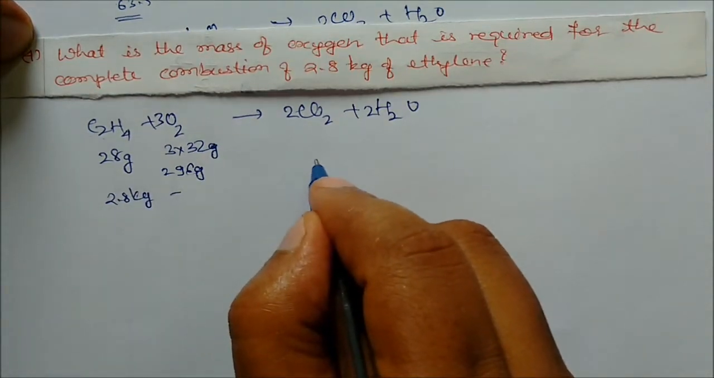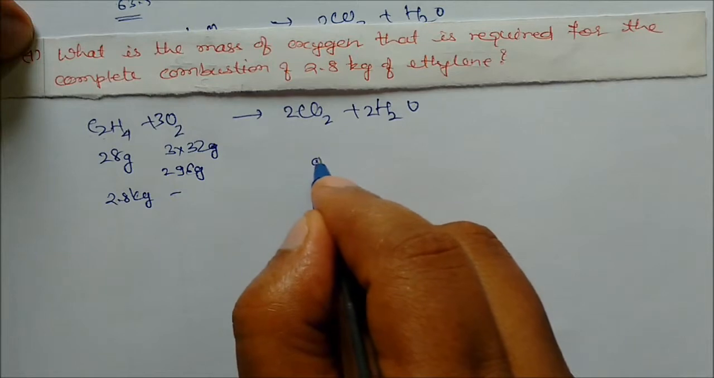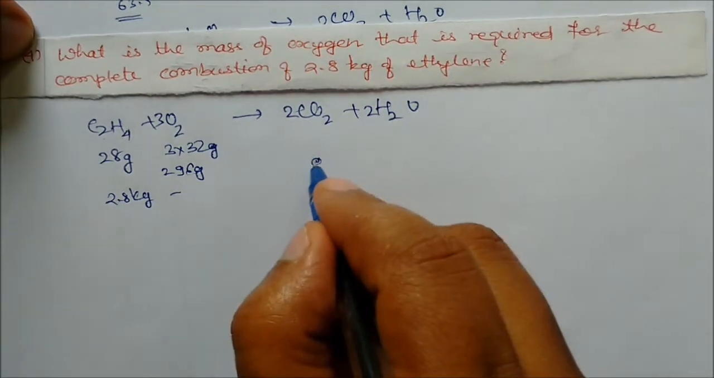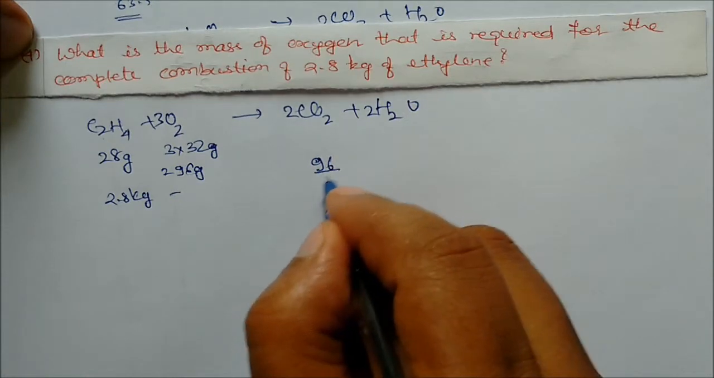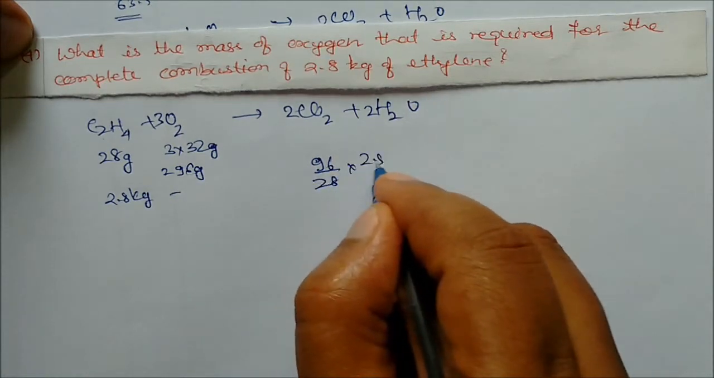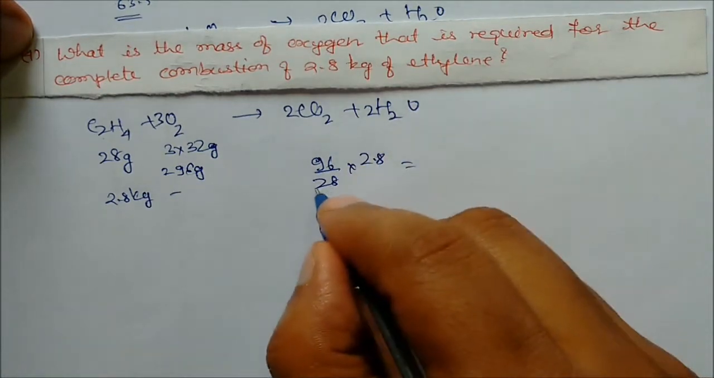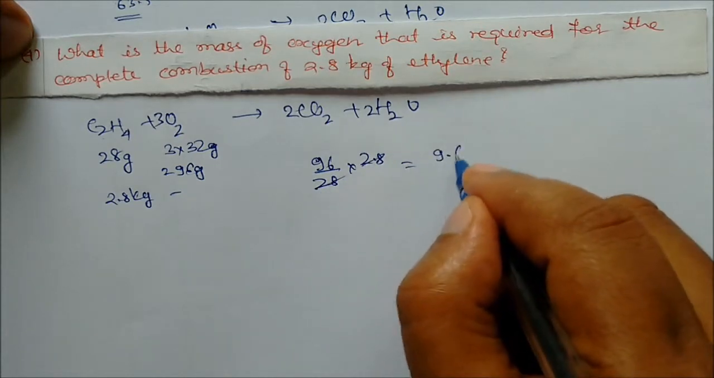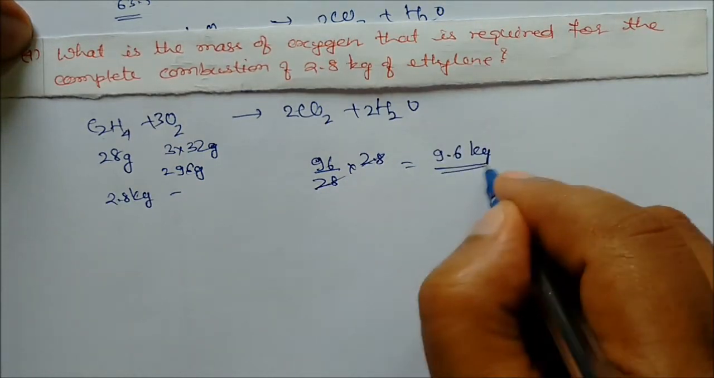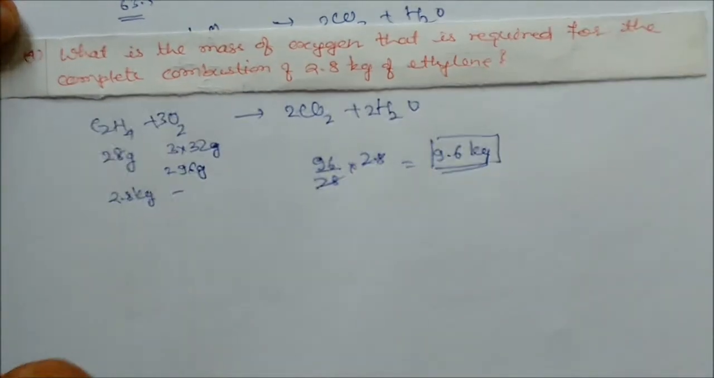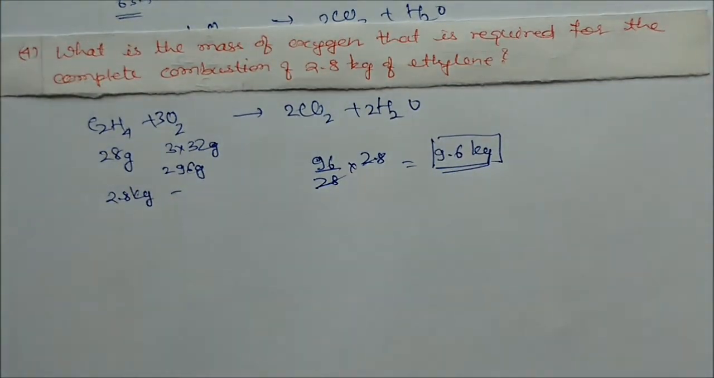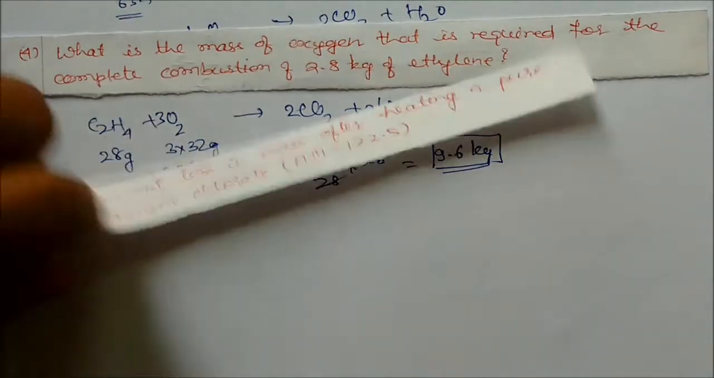So answer will be here 96 by 28 multiplied by 2.8. So answer will be here, if you cancel it, this will be your 9.6 kilogram. So this much kilogram of oxygen is required for the complete combustion.